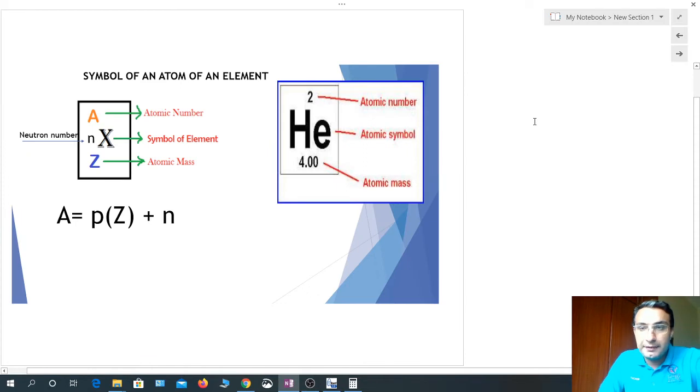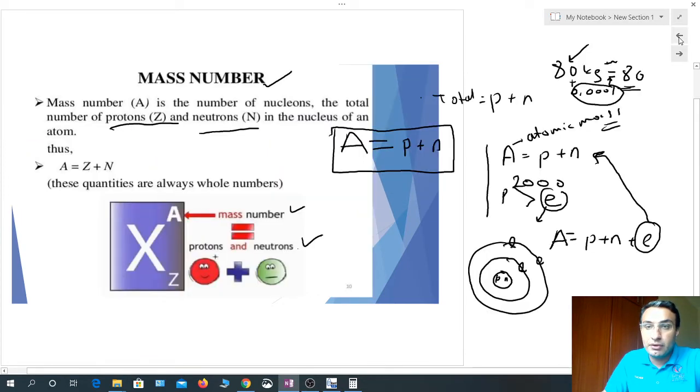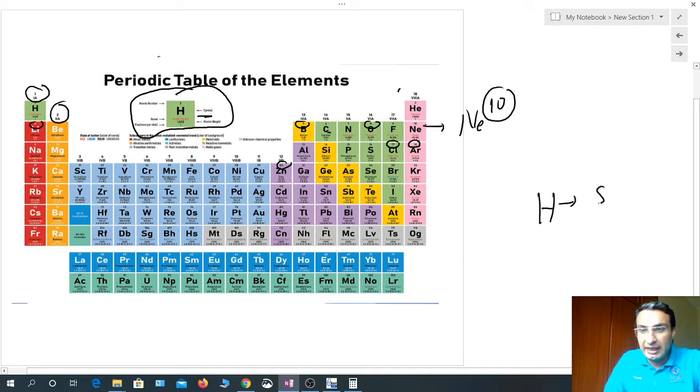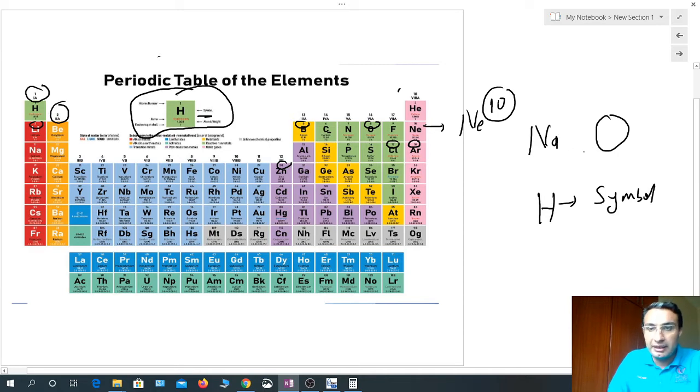Okay, so here in the periodic table, let me go to the periodic table. You can see elements in a box. In this box there is information, like the symbol of an element. Every element is represented by a symbol, like hydrogen is H, sodium is Na, oxygen is O, okay? These are the symbols of the elements.